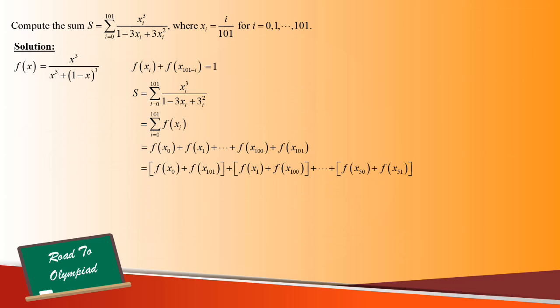This can be written as the summation of f(x_i) plus f(x_{101-i}), where i runs from 0 to 50. But since f(x_i) plus f(x_{101-i}) is equal to 1 for every i, this simply gives us the sum of 51 many ones, which is equal to 51, and this marks the end of our solutions.